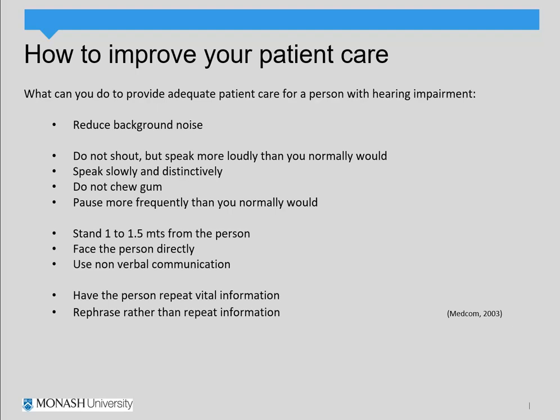Have the person repeat vital information. So if you have said something to a person and it's really vital information, ask them to repeat it back to you in a polite way so that you don't make it seem as if you think they've got a cognitive disability. So have them repeat the vital information. And just that last one that we talked about before, be prepared to rephrase what you've said rather than just repeat it.